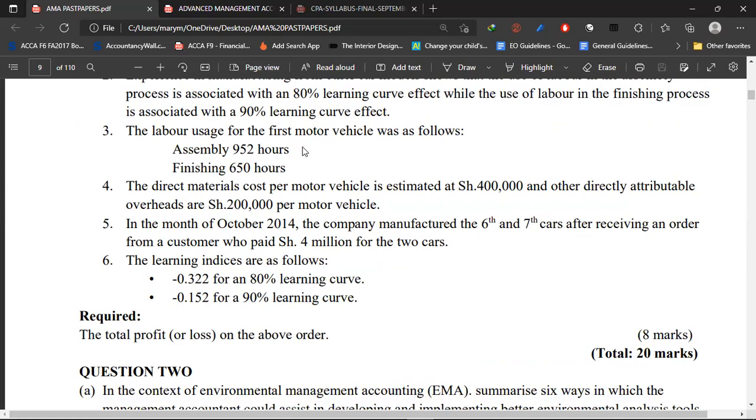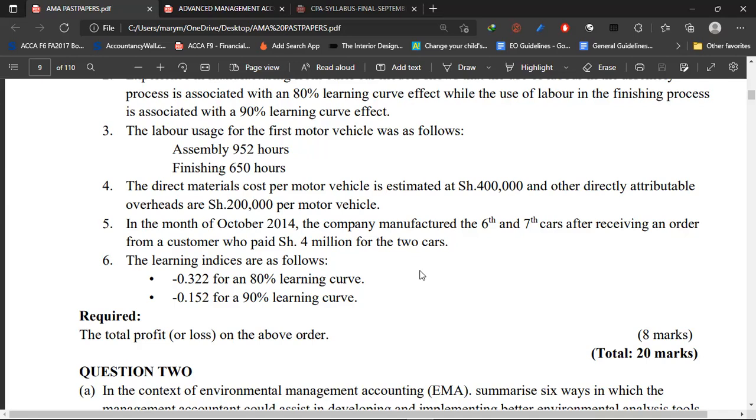Then in note number 5, there is very good information there. We have been told in the month of October 2014, the company manufactured the 6th and 7th cars after receiving an order from the customer who paid 4 million. The 4 million is our revenue. They paid for the 2 cars, but it's a one-off order, right? Remember that. It is a one-off order. So we are being given everything there, including the learning index for both processes. So let us look at how we can sort out this question.